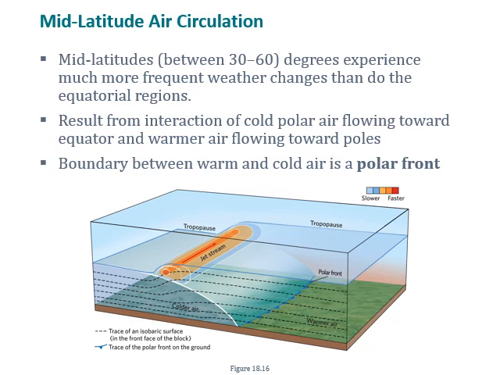Mid-latitudes between 30 and 60 degrees experience much more frequent weather changes than equatorial regions. These result from the interaction of cold polar air flowing towards the equator and warmer air flowing towards the poles. The boundary between warm and cold air is known as a polar front, shown in the figure below.